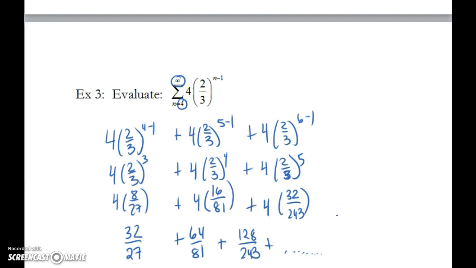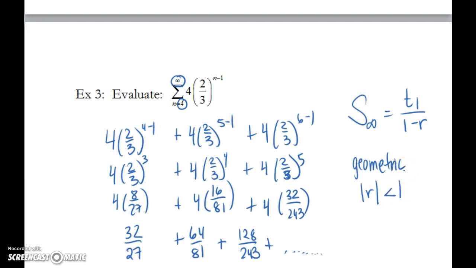So we have a formula for the sum of an infinite geometric series, which is S sub infinity equals T1 over 1 minus R. Now the conditions on using this formula is that our series is in fact geometric and that the absolute value of R is less than 1, otherwise the sum doesn't exist.